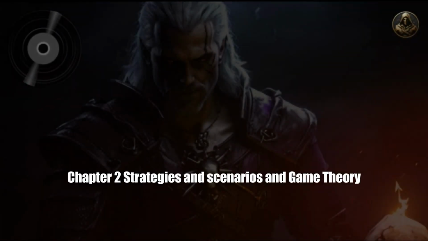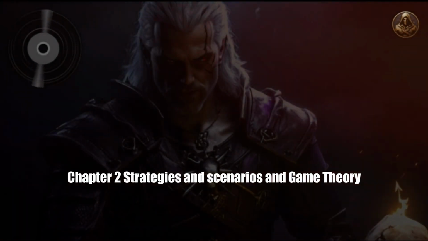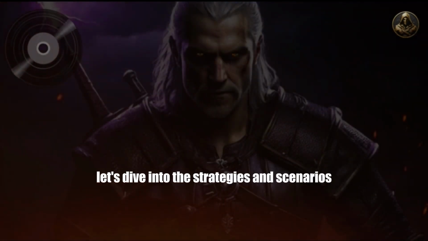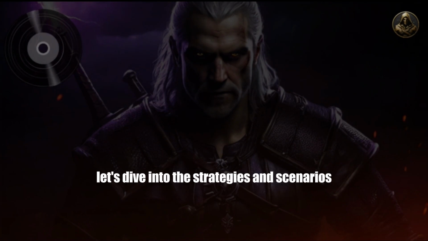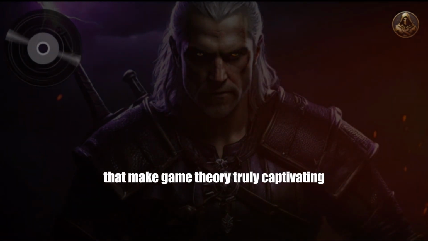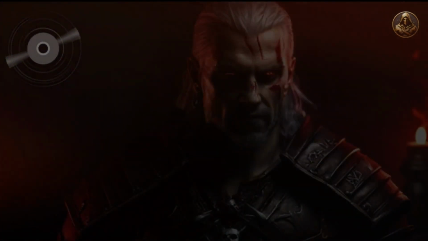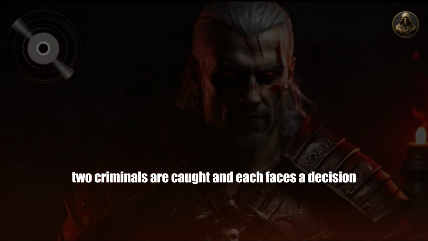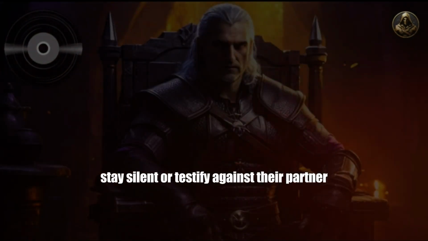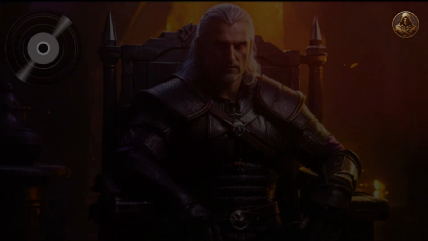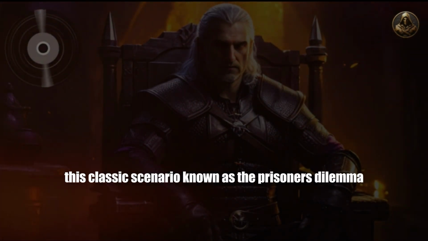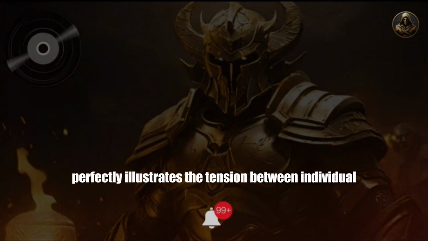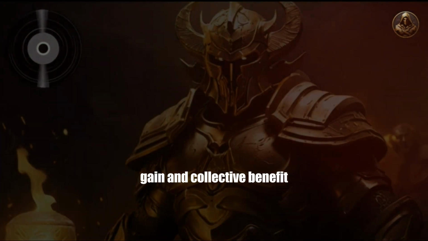Chapter 2. Strategies and Scenarios in Game Theory. Now that we've laid the groundwork, let's dive into the strategies and scenarios that make game theory truly captivating. Picture this. Two criminals are caught, and each faces a decision: stay silent or testify against their partner. This classic scenario, known as the prisoner's dilemma, perfectly illustrates the tension between individual gain and collective benefit.